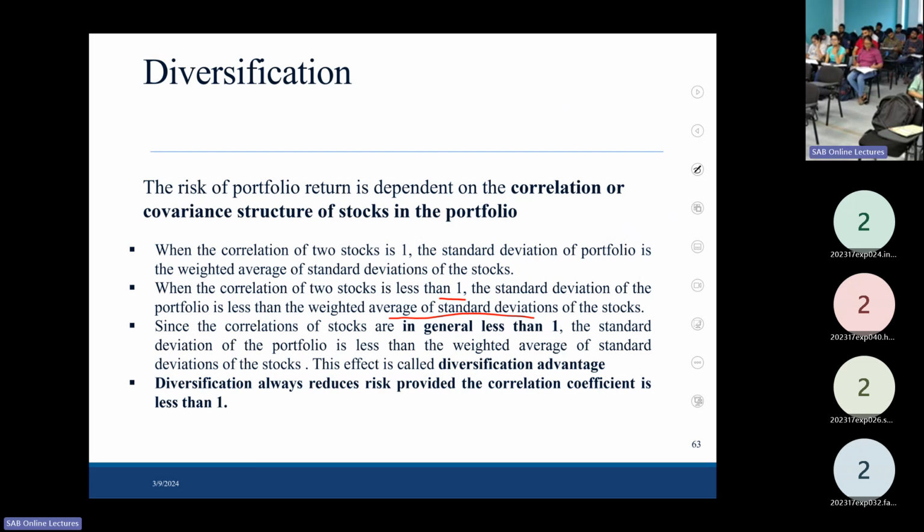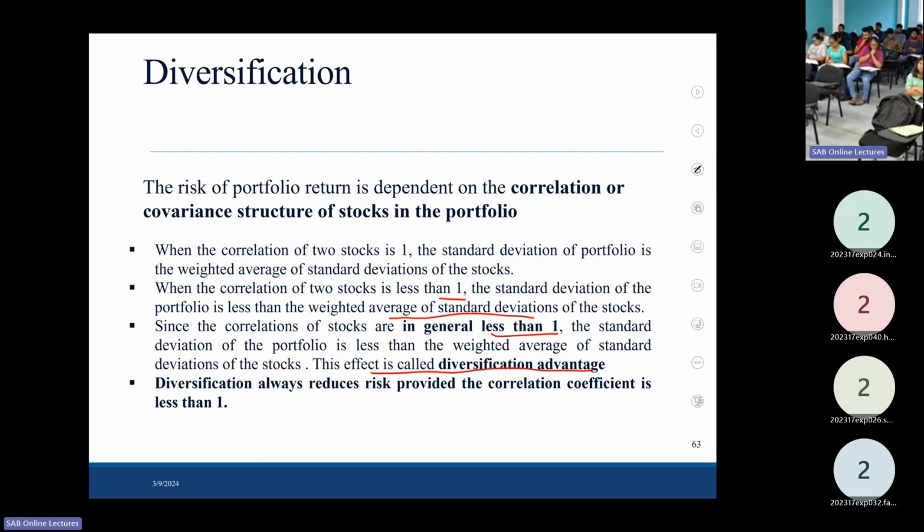Since the correlation of two stocks is in general less than 1, the standard deviation of the portfolio is less than the weighted average standard deviation of the stocks. This effect we call the diversification advantage. If the correlation coefficient is perfectly positive, there is no diversification advantage. Why? Portfolio risk is equal to the weighted average standard deviation value.